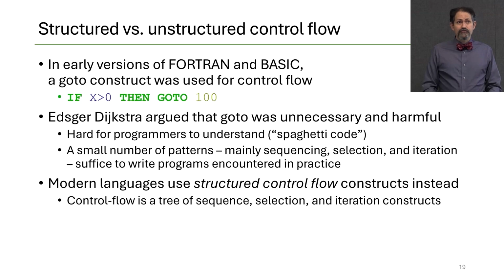Early versions of Fortran and BASIC provided gotos as the primitive for control flow. For example, if x is greater than 0, then we can go to line 100. Otherwise, we continue on to the next line. This is an approach that's called unstructured control flow because the goto is the lowest level statement possible. It just says go to some other place.